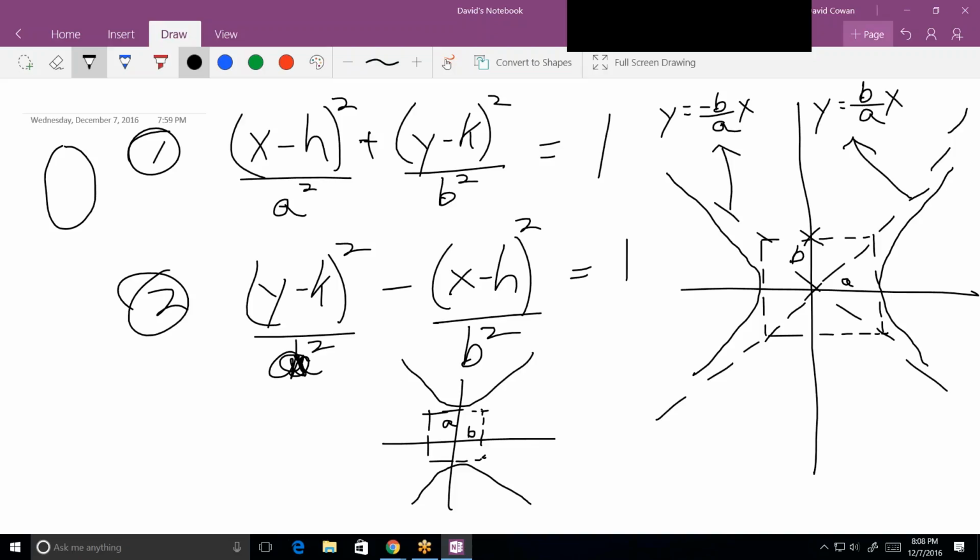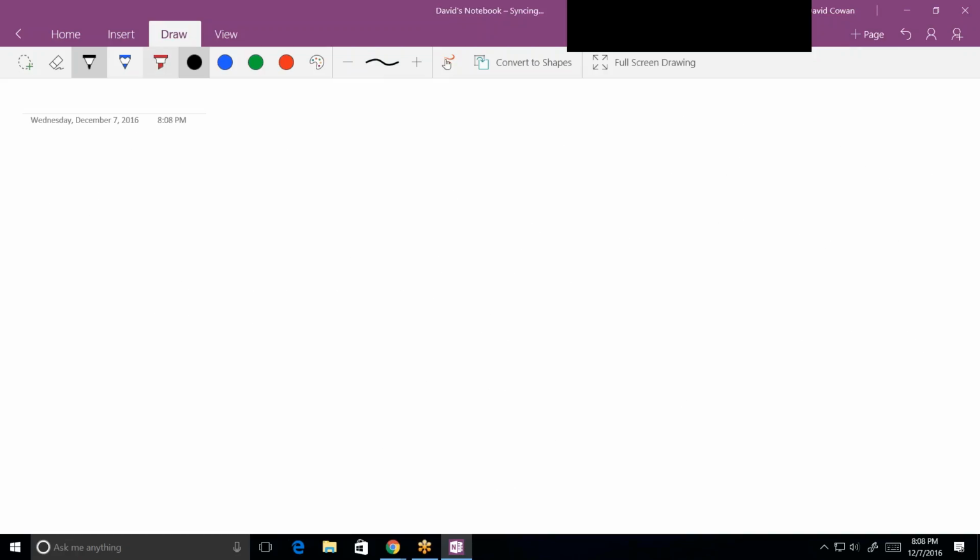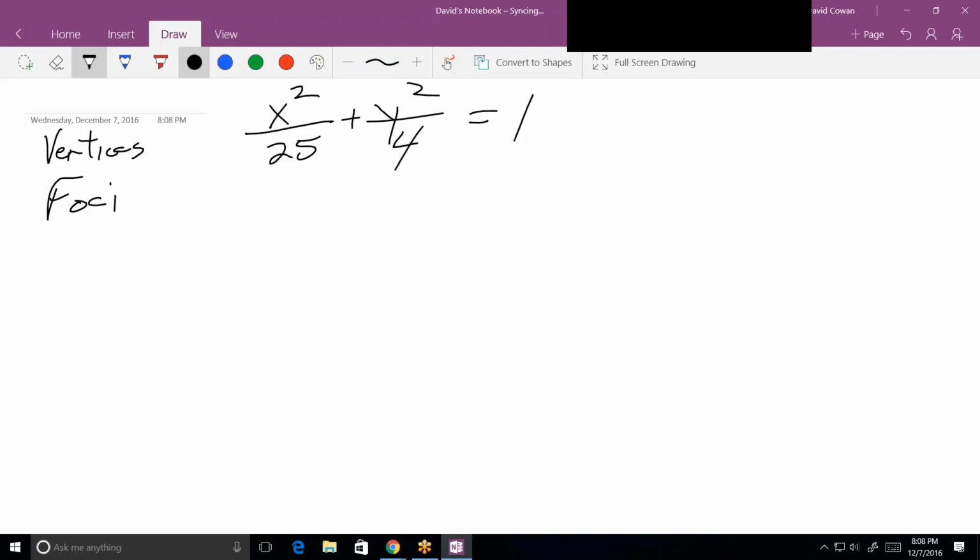All right, specifically, what do you got? This first one is: find the vertices and foci. Graph each equation. Yeah, and then just graph the equation. Okay. So it's x squared over 25 plus y squared over 4 equals 1. I find it very helpful to first determine whether it's horizontal or vertical. That makes all the difference in the world.